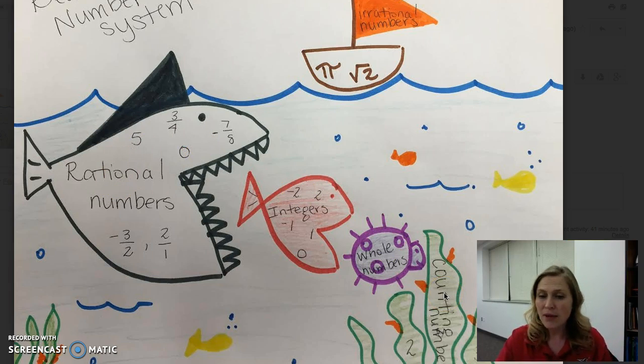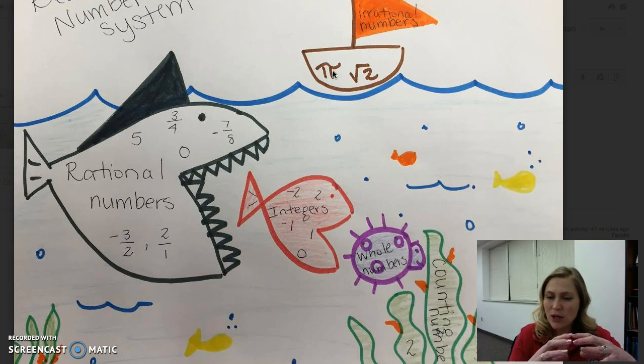So then maybe to represent your irrational numbers, you could do something like maybe an airplane flying above. So it's not really down there in the city where your rational numbers are, but it is still part of the real number system. And so on your airplane you could have the symbol pi or the square root of 17. That would be a perfect example.